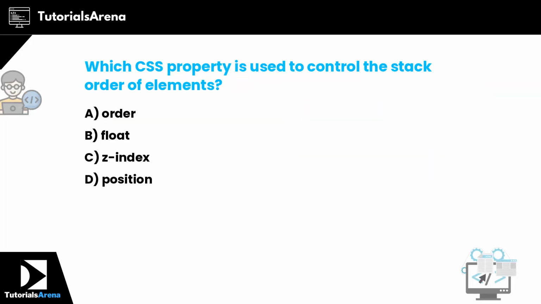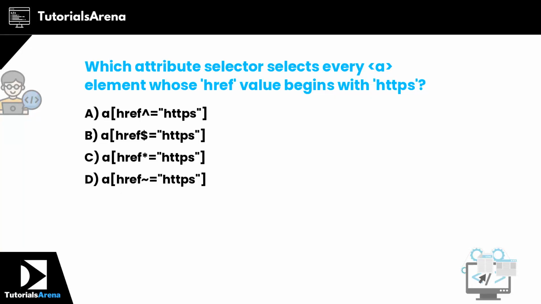Which CSS property is used to control the stack order of elements? The correct answer is option C, z-index. Which attribute selector selects every A element whose href value begins with HTTPS? The correct answer is option A, href caret equals HTTPS.